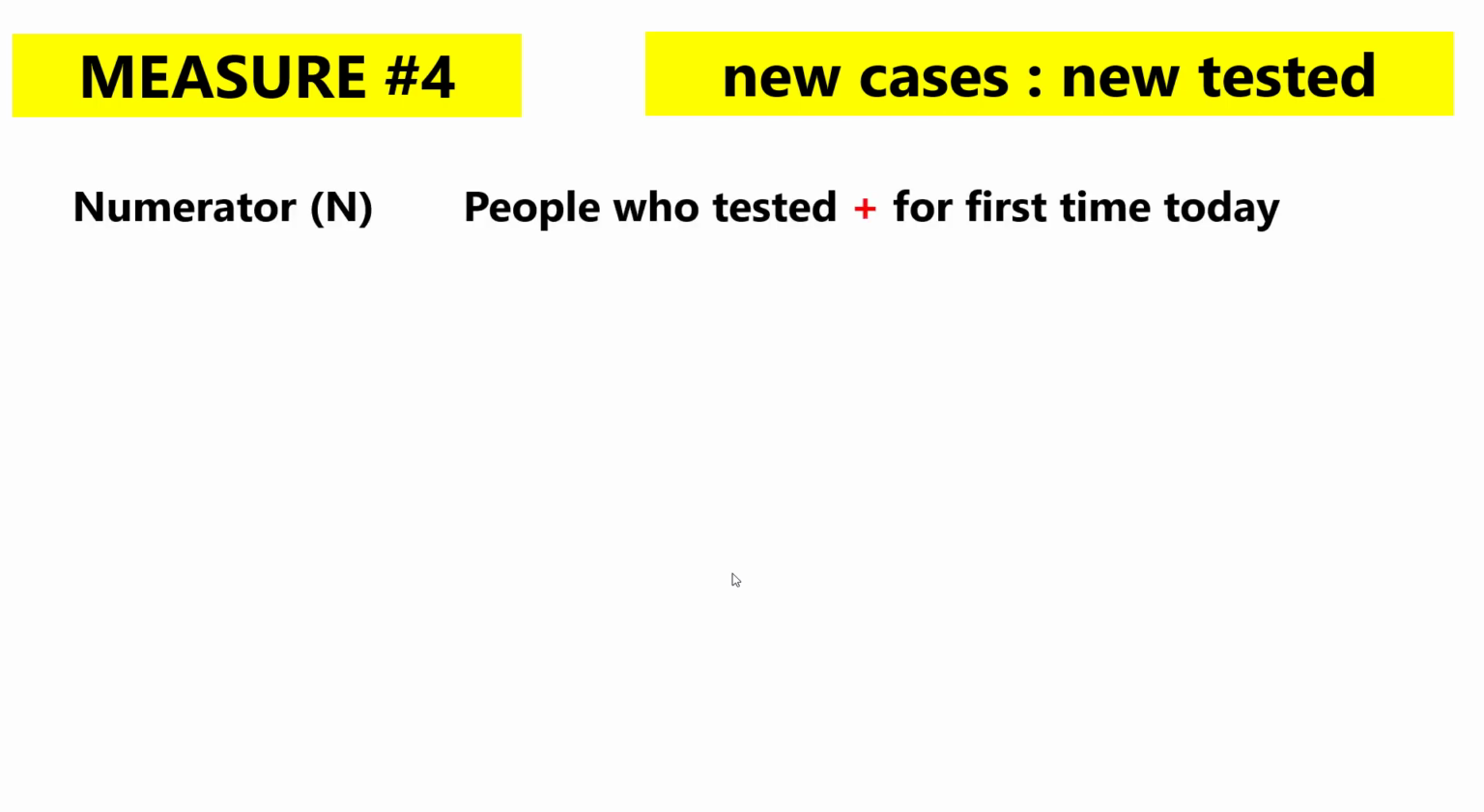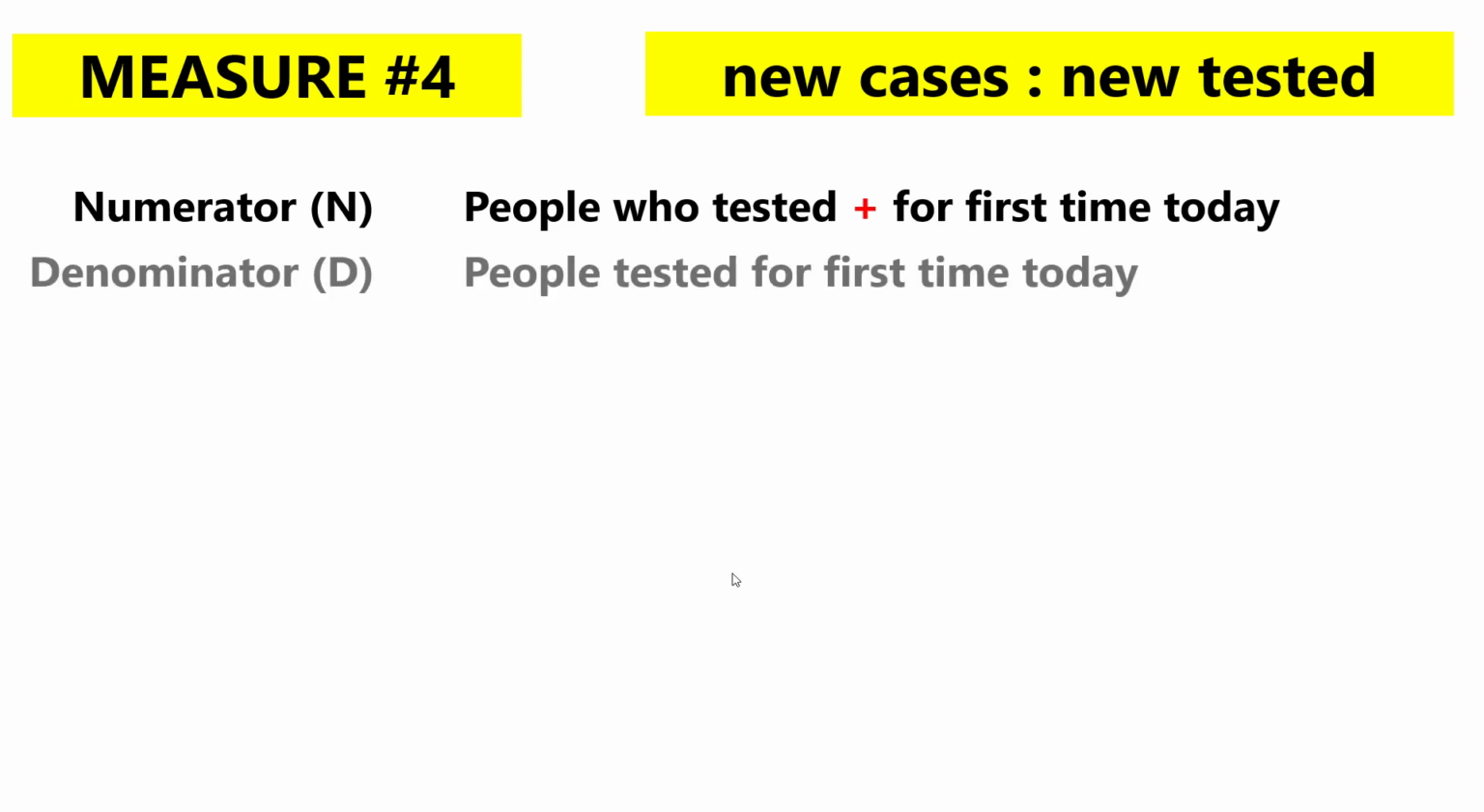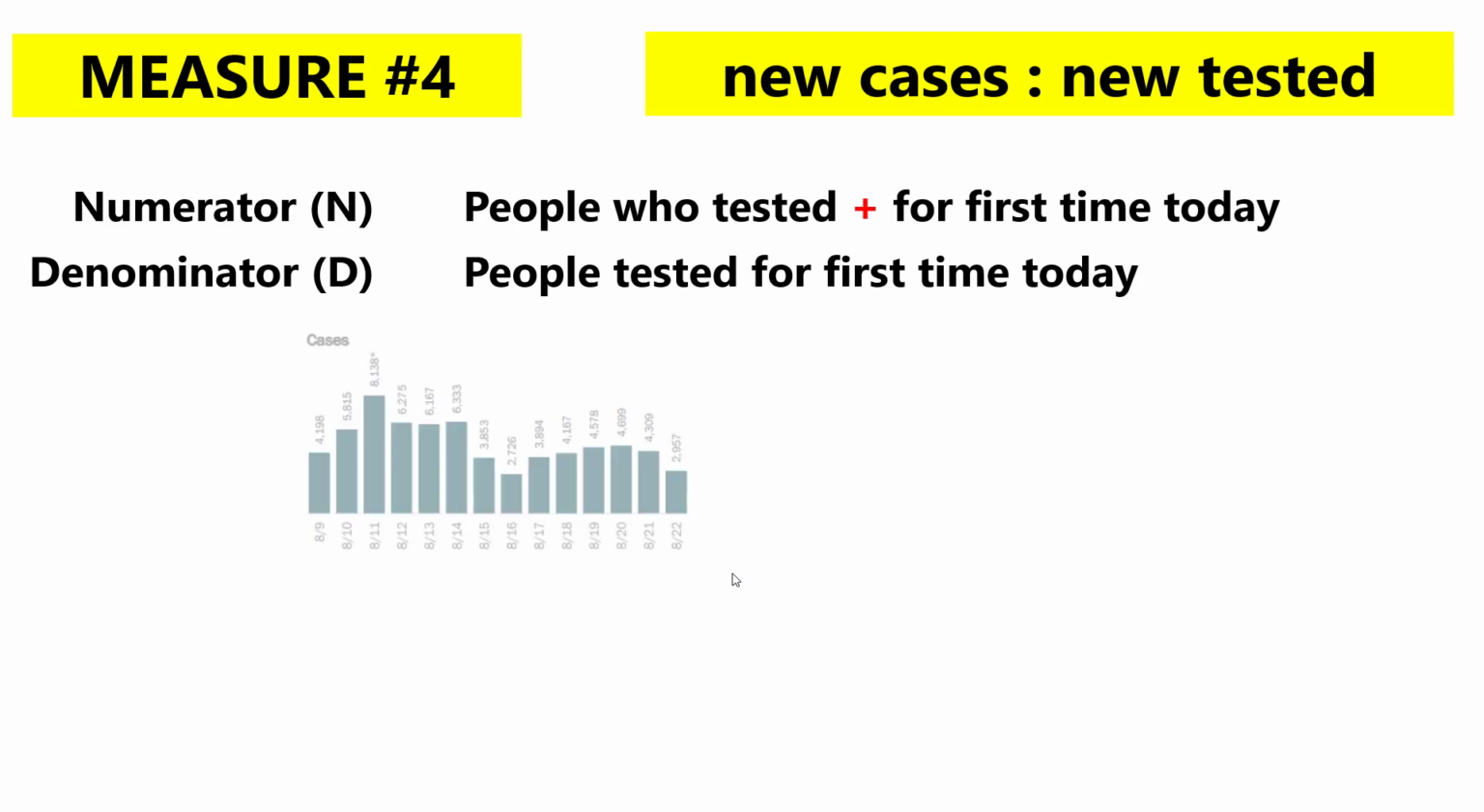And measure number 4, this is one that might be a little bit less frequently used, but I certainly see it all over the place. It's not really a percentage or a proportion, because for a true proportion, everybody who's in the numerator is also in the denominator. This is not the case here, so this is actually a ratio, the ratio of new cases or new positive test results to new people tested. So again, the numerator is people who tested positive for the first time today. The denominator is people tested for the first time today, receiving a positive or negative.